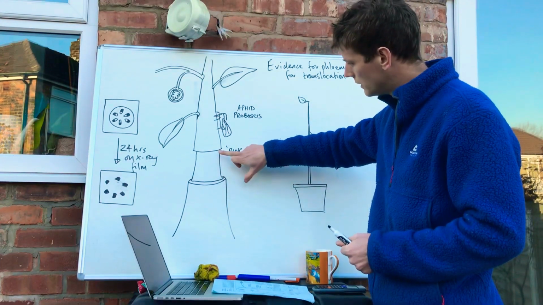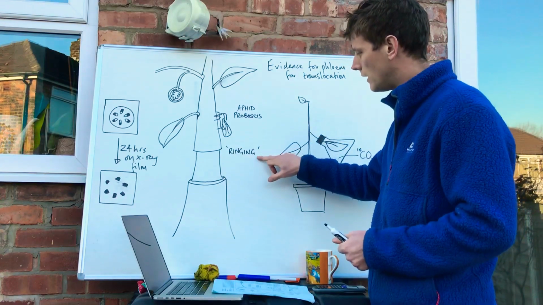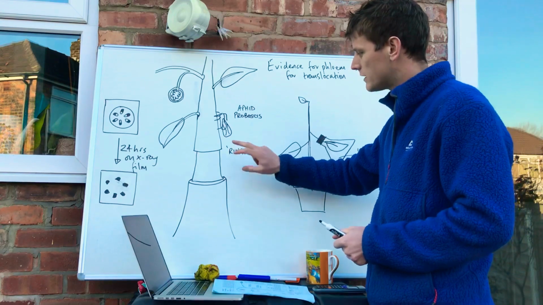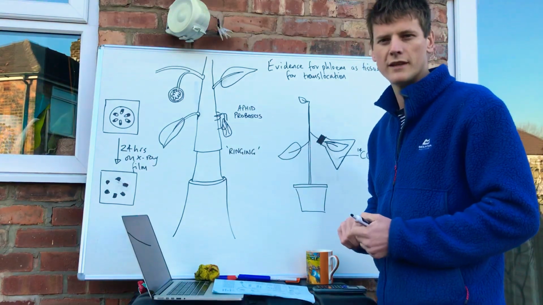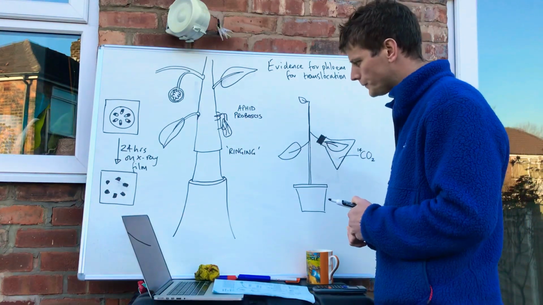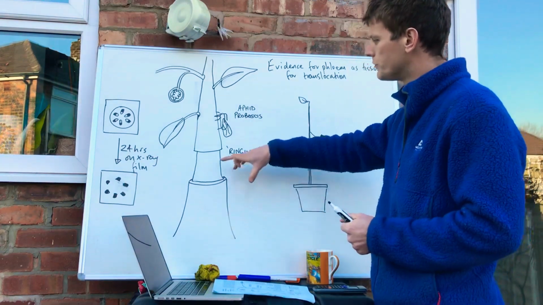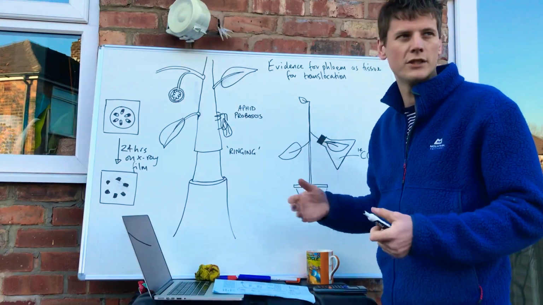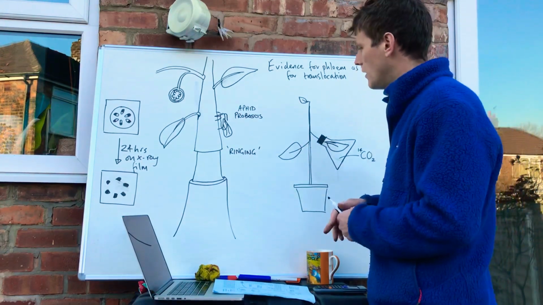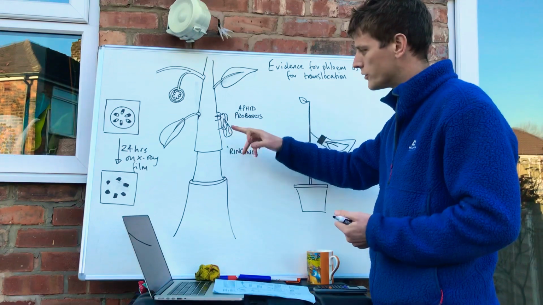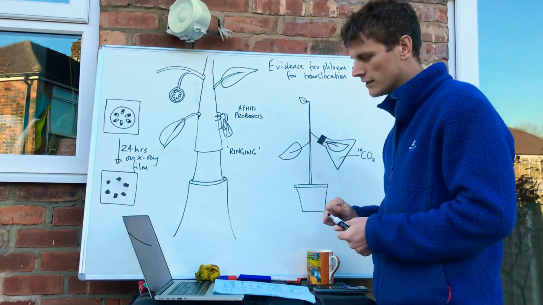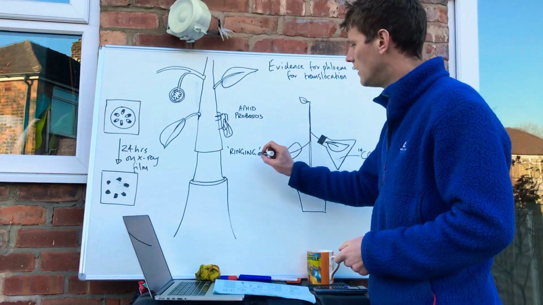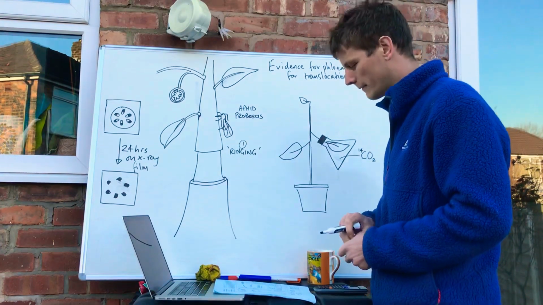That's because the ringing technique removes the phloem, but does not remove the xylem. They were able to see that water was still being transported in the xylem. That is the evidence that the xylem remained intact, but those solutes, the products of photosynthesis, were not moving down to the roots. So that is the first technique, ringing.